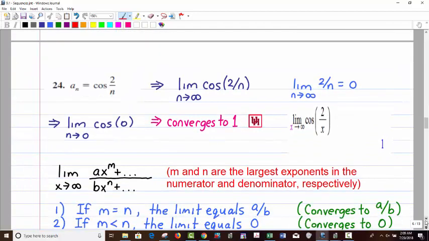How about this next one? Cosine of 2 over n, as n goes to infinity. So you look at it like this. I wrote it right there, but you don't have to obviously write that out if you don't want to. You can just eyeball it like I'm about to explain here. All right, well, infinity, 2 over n, 2 over infinity will go to 0. Therefore, cosine of 0 will go to 1.